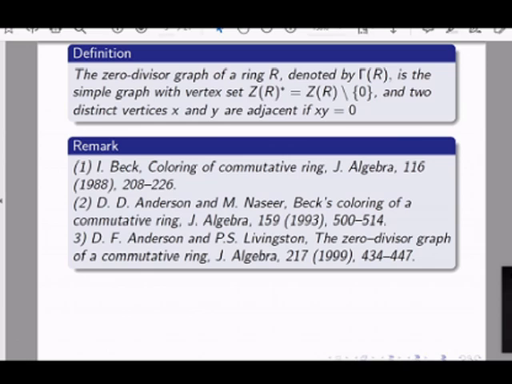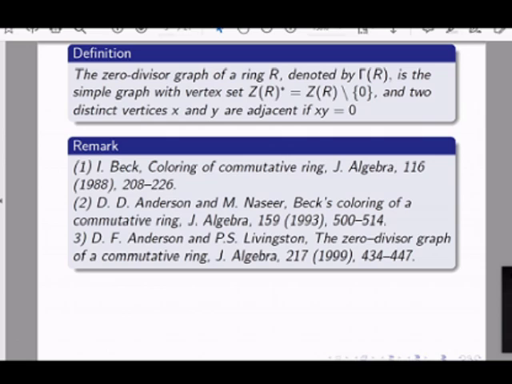Here is the definition of the zero divisor graph of a ring. This is the classical definition where you have your commutative ring R and you take Z(R)*, which is equal to the set of all zero divisors of the ring, but you remove zero. And how do you connect two vertices? Two vertices are connected by an edge if and only if when you multiply them you get zero.